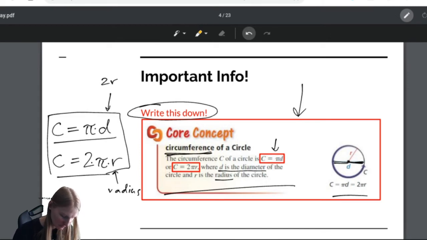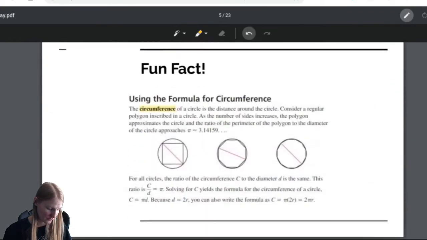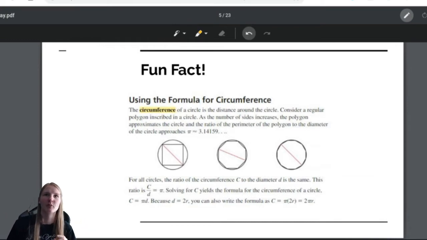All right, moving on. This is a fun fact, so you don't have to write this down, and in fact, you could skip this part of the video if you want to, if you're really stressed. But where on earth does the circumference of a circle come from? Where does pi come from?